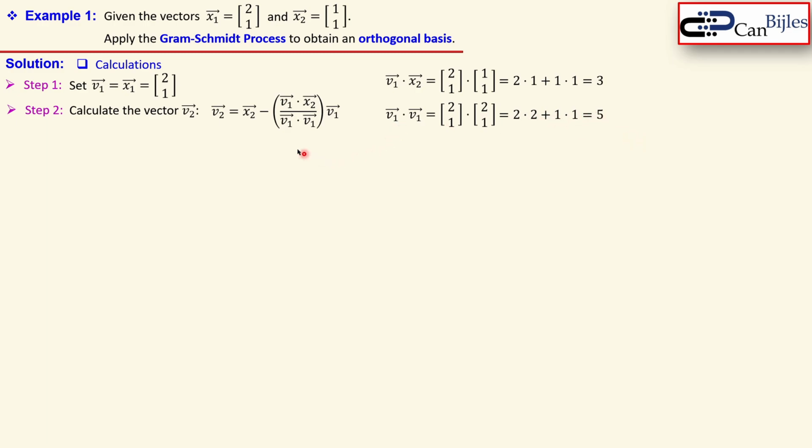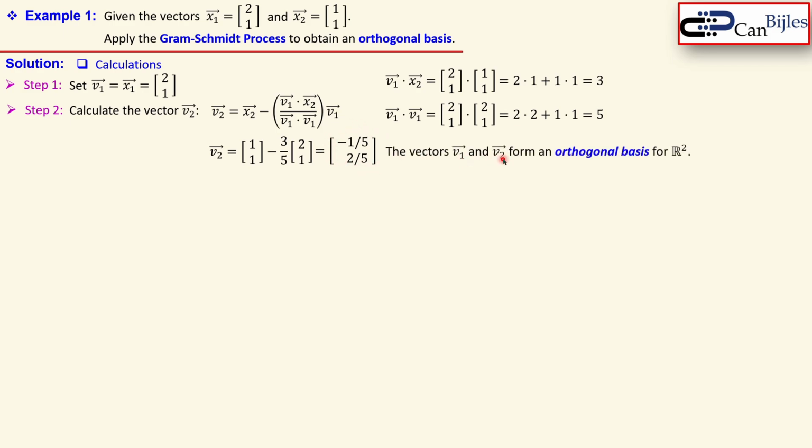Now we have the sufficient information. We can now say it is 3 over 5 times this vector v1, which is this (2, 1) from step 1. And now we have here (1, 1), which is x2, minus 0.6 times (2, 1). And that will add up to (minus 1 over 5, 2 over 5). Now we have our vector. Now these vectors v1 and v2 form an orthogonal basis in the 2D space.